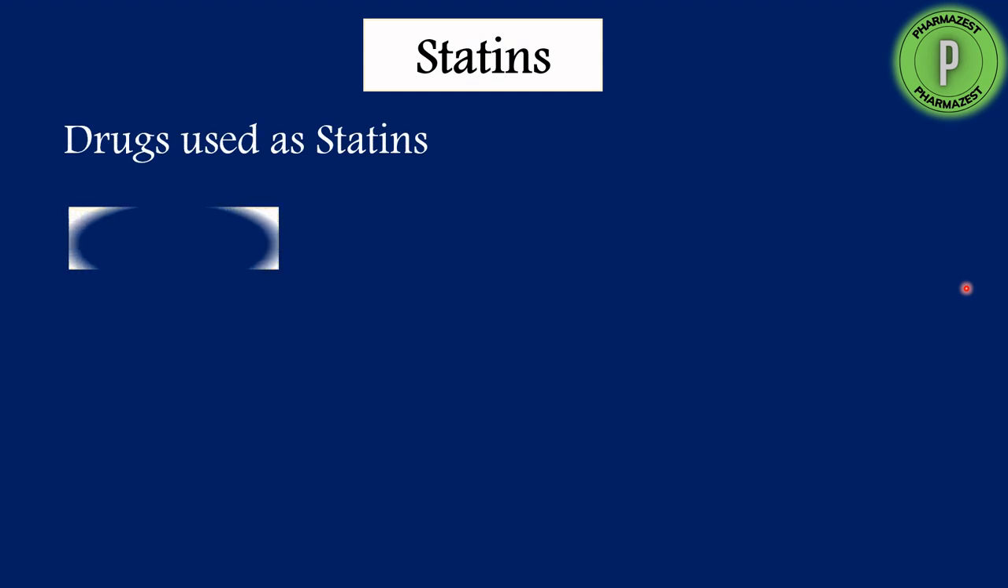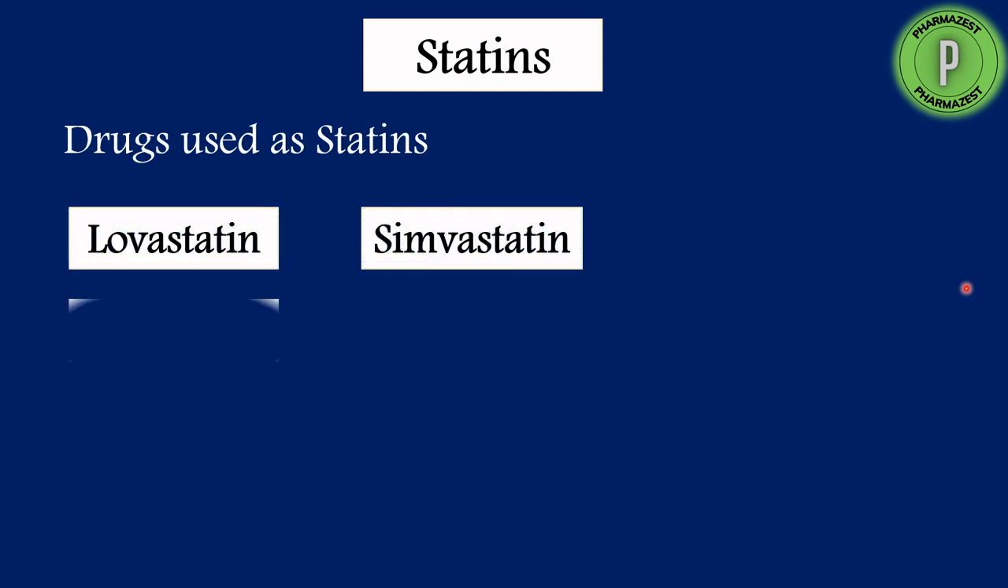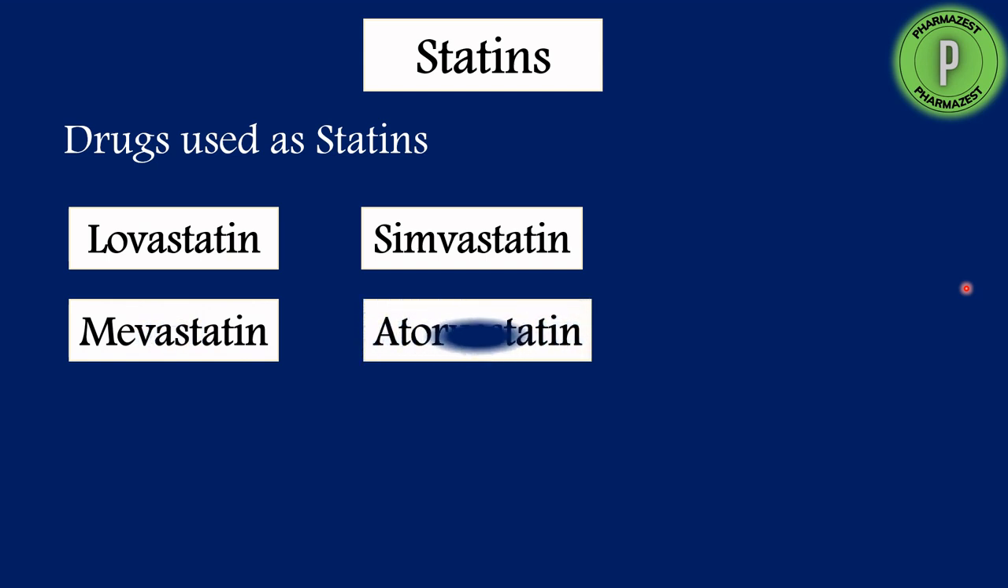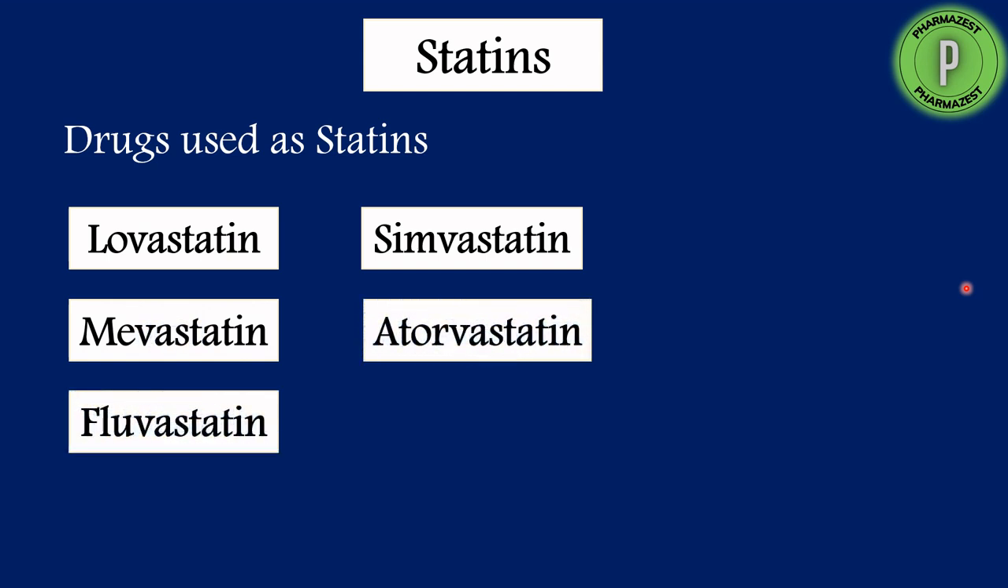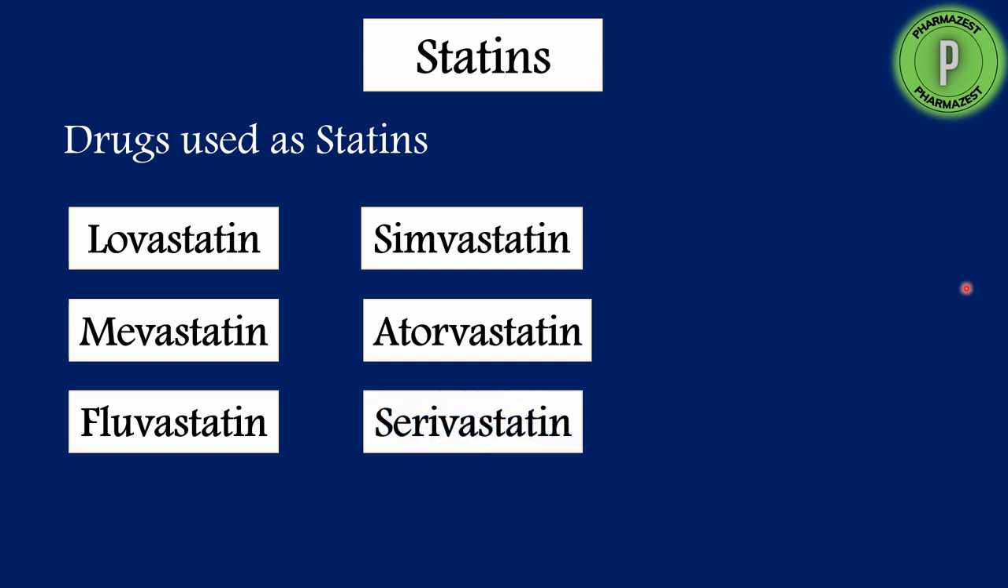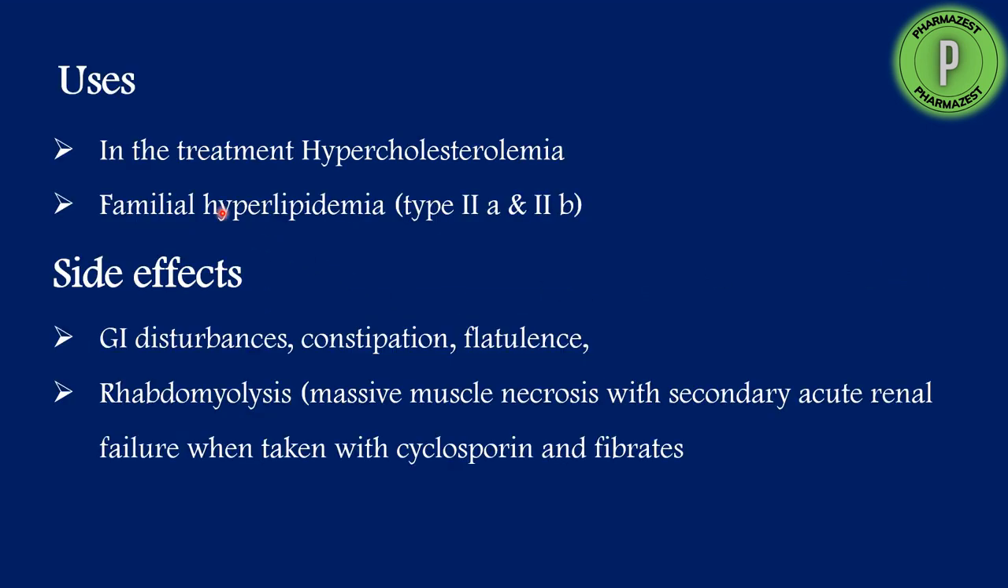Now, what are the different drugs that are used as statins? We have lovastatin, simvastatin, mevastatin, atorvastatin, fluvastatin, and cerivastatin. So we have six drugs which are used as statins, and all of them work by the same mechanism of action. Now coming to their uses. They are used in the treatment of hypercholesterolemia, and also in the treatment of familial hyperlipidemia, that is the type 2A and type 2B hyperlipidemia.